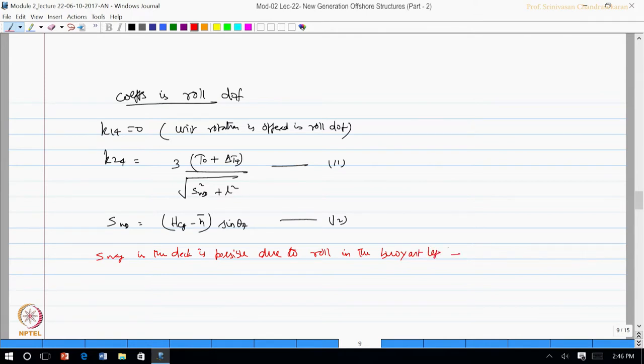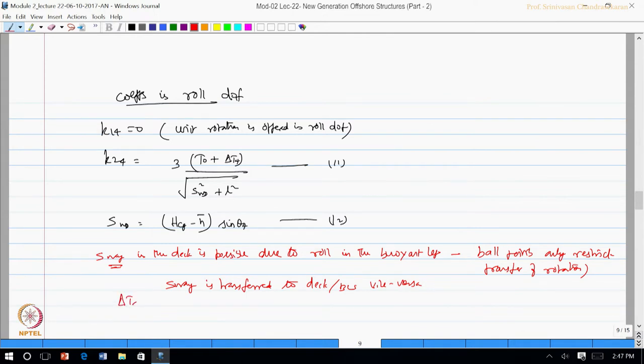Please understand, ball joints only restrict transfer of rotations, but sway is a displacement. So, sway is transferred to the deck and buoyant leg, vice versa.